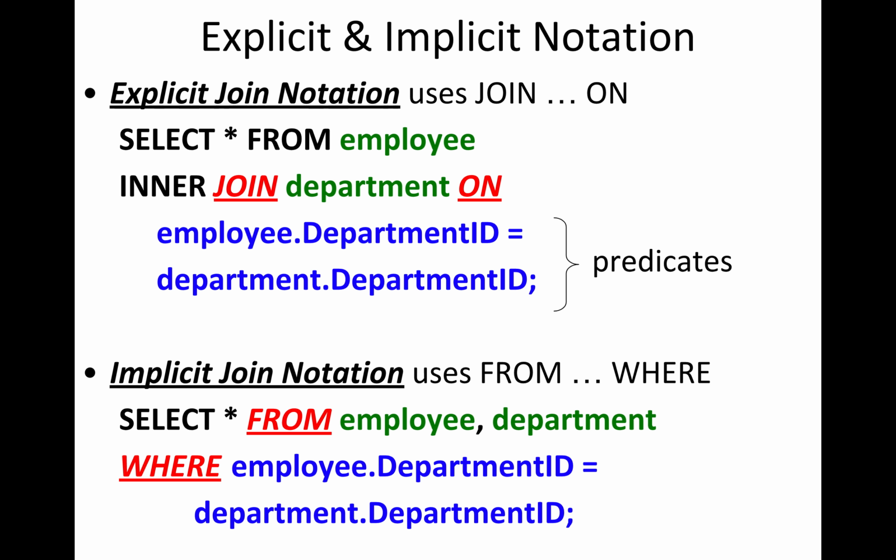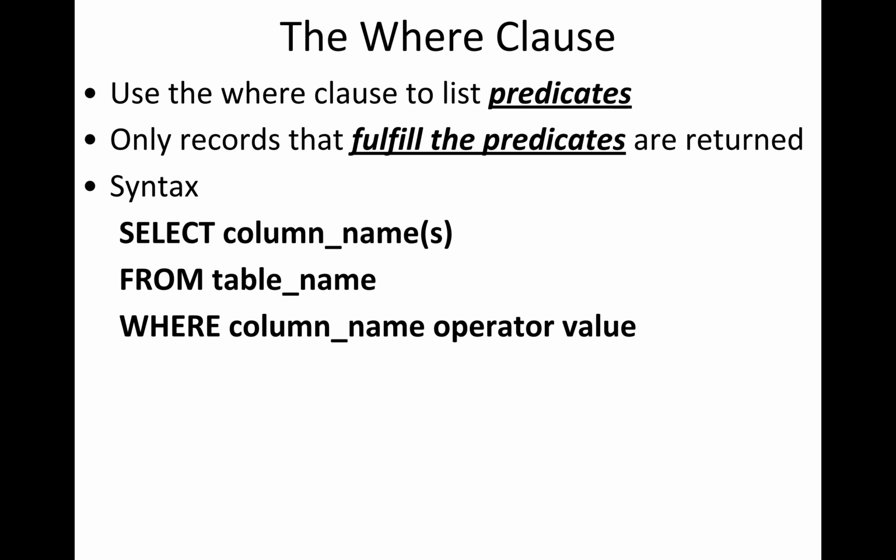Now we refer to these as two different notations. We call this syntax the explicit join notation, right? We were explicitly telling you that this is a join. Whereas when we use the where clause to do the join, we call that an implicit notation. We're not explicitly telling you it's a join, but it's obviously a join, right? We are equating two fields that are related to one another.